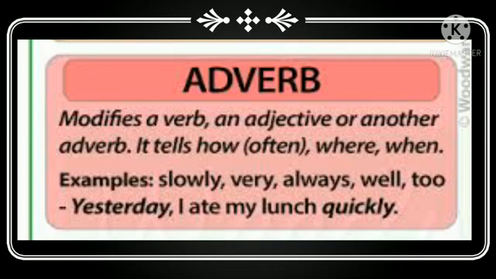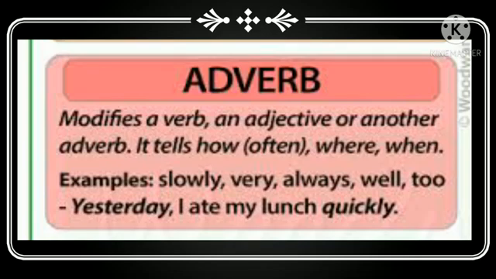The sentence, yesterday I ate my lunch quickly, gives us two adverbs. What are those two? The word yesterday is an adverb, which tells us when it happened. It happened yesterday. What is the other adverb in the sentence, children? The word quickly is the other adverb in the sentence. What does quickly tell you? The word quickly tells you how the action is done. That is, how did I eat my lunch? I ate my lunch quickly.